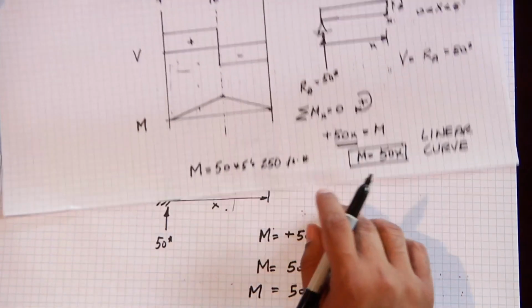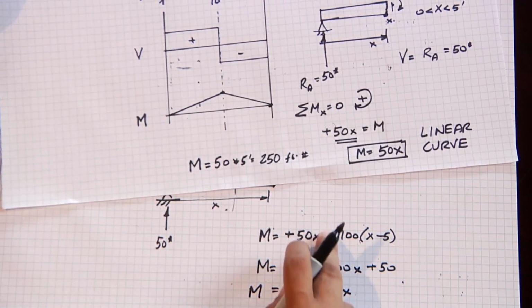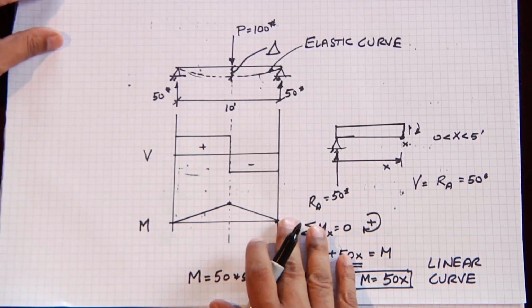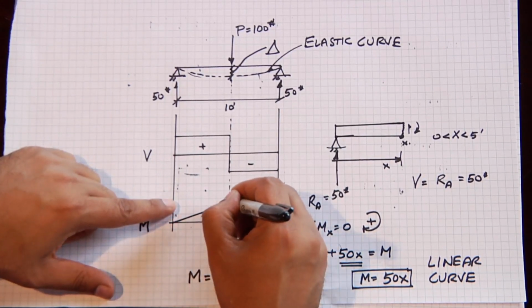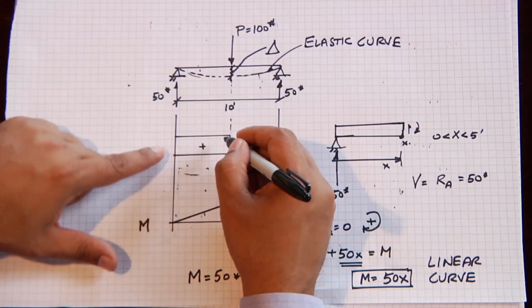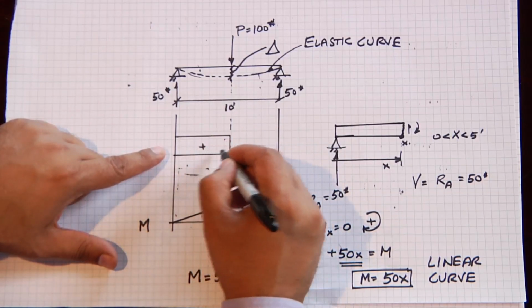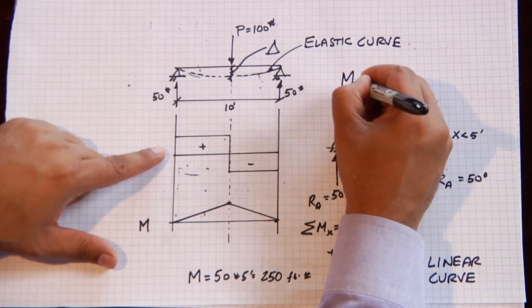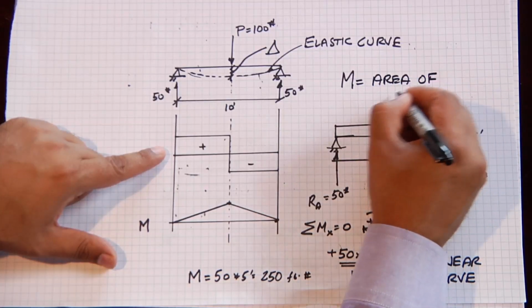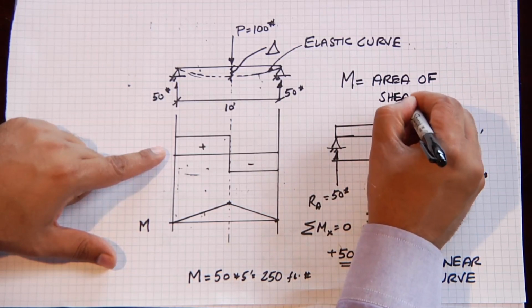Now the shortcut: when you have to do this on a test, it's quite difficult to do the mathematics. The shortcut is to remember that the value of the moment diagram is always equal to the area of the shear diagram. So let's write that down. The value of the moment diagram is equal to the area of the shear diagram. Let's see how that works.